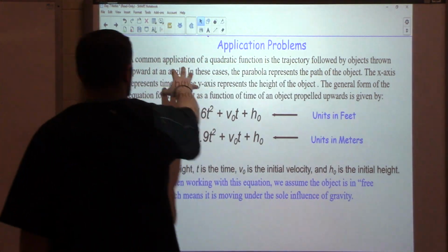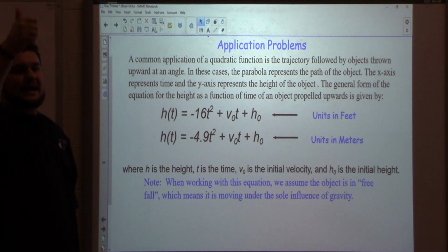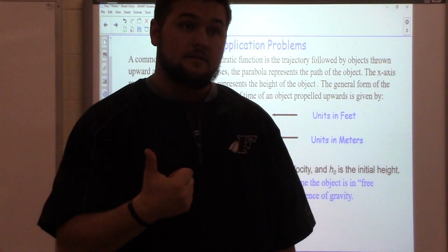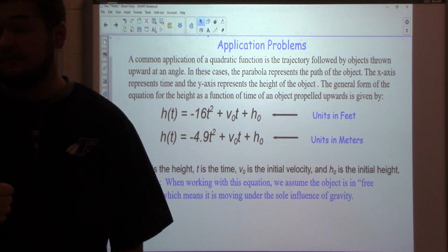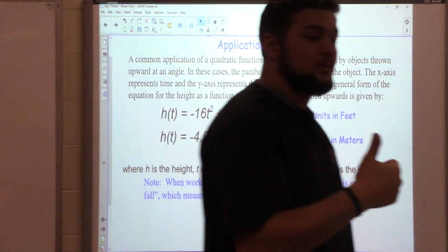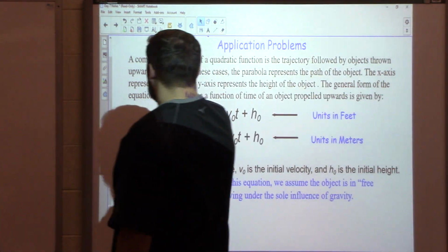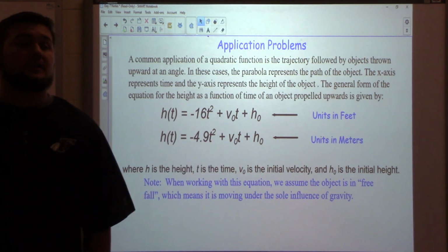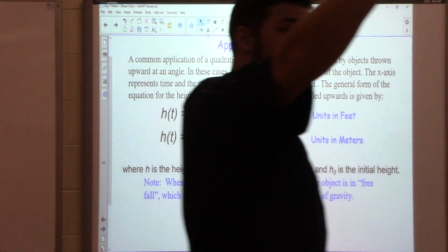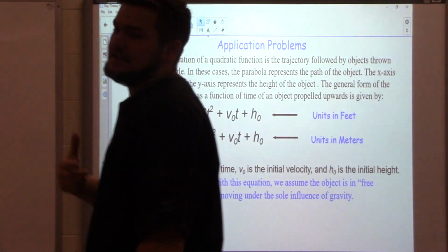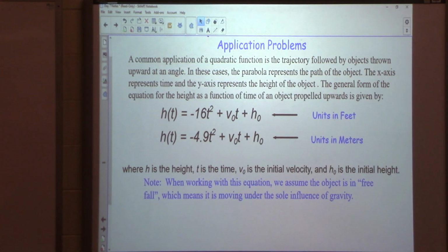So, anytime we do an application problem, the x-axis or the x variable will always be time. Maybe that's important to write down. The y-axis or our function, h of t, will always represent the height of an object. So your x will always be your time, your y will always be your height, every time we do an application problem. So when it's asking us for height or for time, we'll know which variable we're looking for.